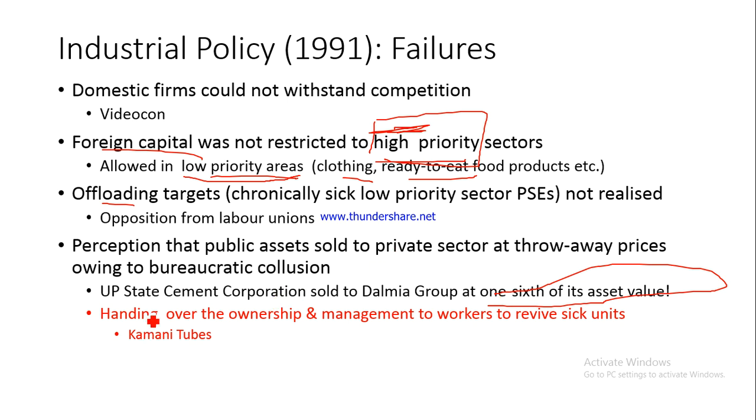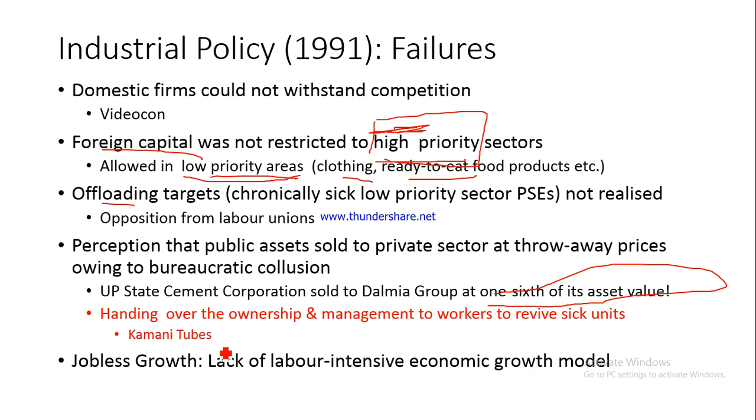One example is of the Kamani Tubes. Here the ownership was sold to the employees and the management was also handed over to them, and it was left to them to manage the enterprise rather than selling the enterprise to a private entity. So this is another main issue with Industrial Policy 1991. Either the sick PSUs could not be sold, or whenever they were sold, they could not be sold in a very transparent manner.